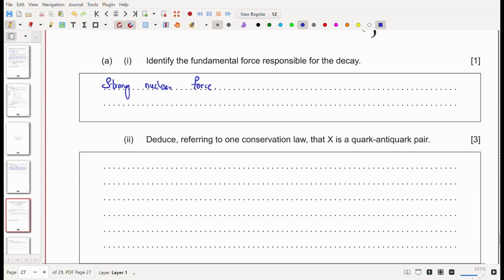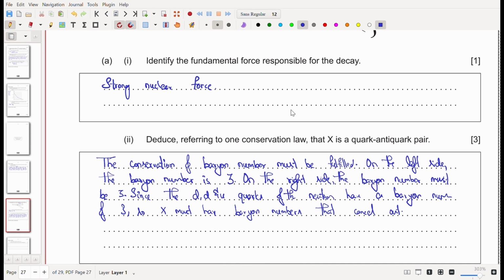Now, deduce, referring to a conservation law, that X is a quark anti-quark pair. So you guys should know the conservation laws: conservation of charge, strangeness, baryon number. So for this particular question, I'll be using baryon number. Since the conservation of baryon number must be fulfilled, on the left side the baryon number is 3, and on the right side the baryon number must be 3.